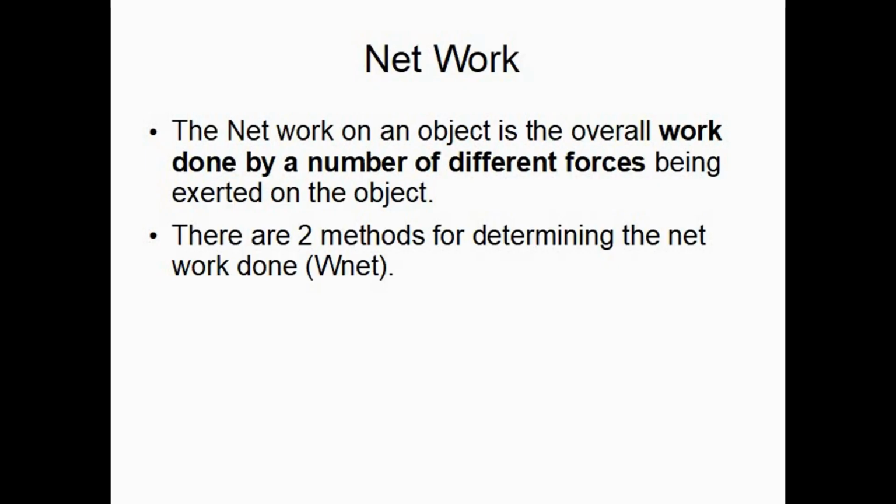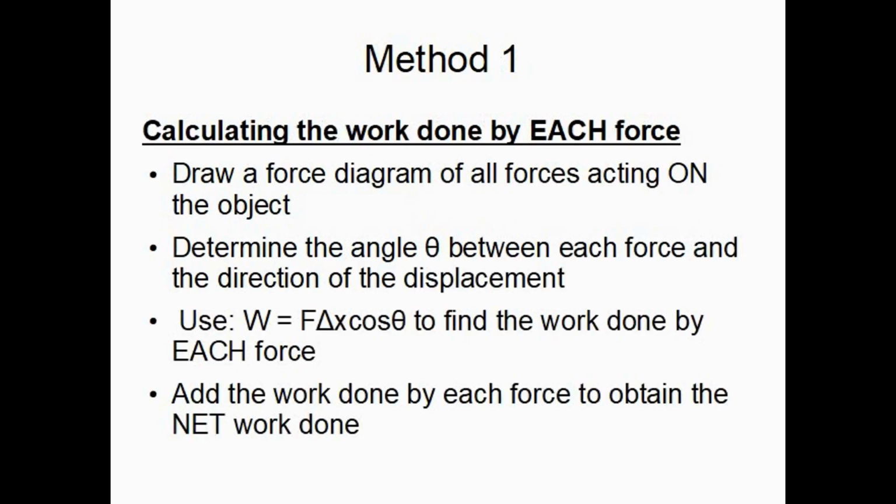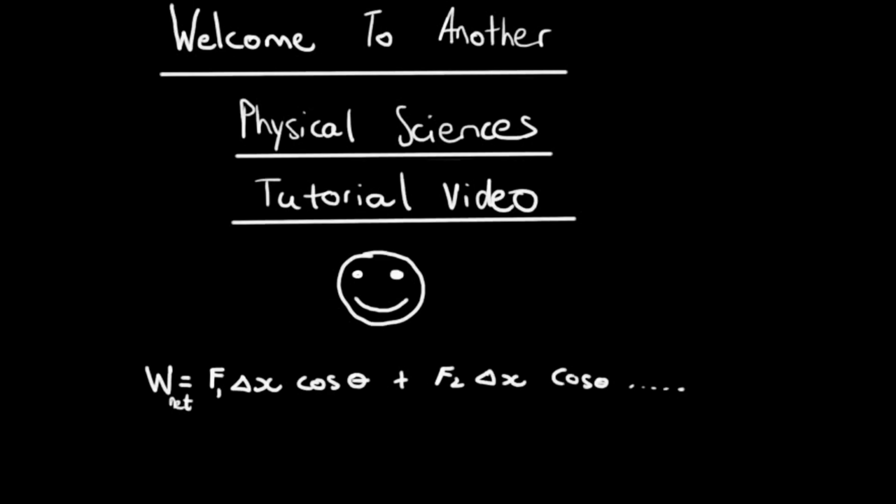There are two methods for determining the net work done, or W net. Method one, the first method, is calculating the work done by each force. Now we know the number of different forces that can exist. We know there's the gravitational force, Fg. In fact, let's put that down on our board. So we know there's an Fg, which is the force of gravity. Just going through this roughly, because I'm sure we already know this, but this is just for recap and revision purposes.